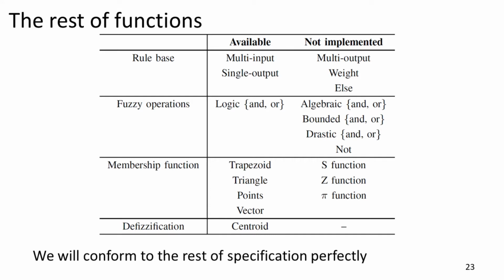However, FDL2SV is not available for all descriptions of FDL specification at present. They are shown in this table. This is the result that we implemented heavily used and basic descriptions as a priority. In the near future, we will conform to the rest of specification of FDL perfectly.